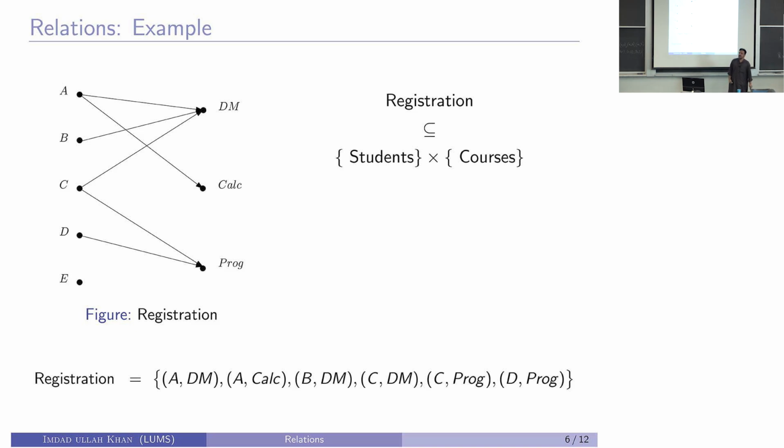It is a subset of the set of students cross the set of courses, right? All of these elements here, A, DM: A is a student, DM is a course. B, A calc; B, DM; C, DM; C prog; and all of these are ordered pairs. The first element comes from the set of students, the second element comes from the set of courses. This is a subset of this set, hence this is a relation.